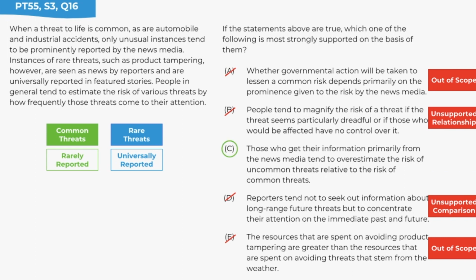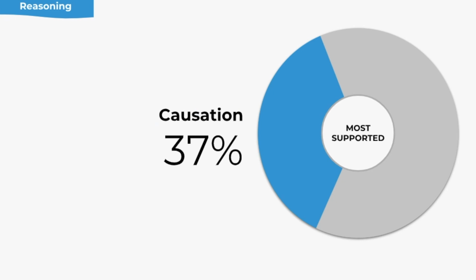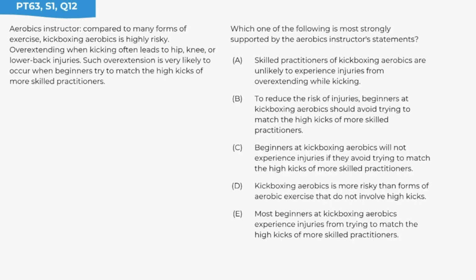So there's our first example. Let's go look at another example with a different reasoning structure, and let's talk about one with causation. Causation is the next most common reasoning structure on most supported questions. 37% of all most supported questions contain some element of causal reasoning. And here's an example of one.